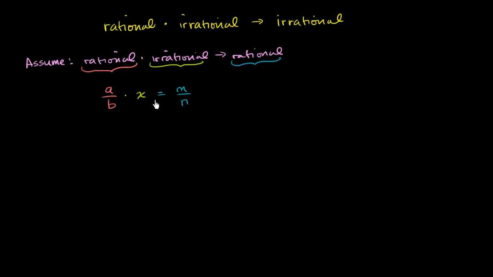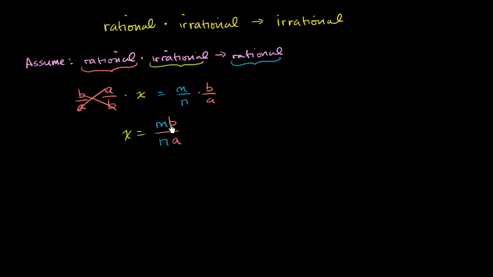So let's see if we can set up some form of contradiction here. Well, let's solve for the irrational number. The best way to solve is to multiply both sides times the reciprocal of this number right over here. So this was multiplied times b over a, times b over a, times b over a. And what are we left with? We get our irrational number x being equal to m times b, or we could just write that as mb over na.